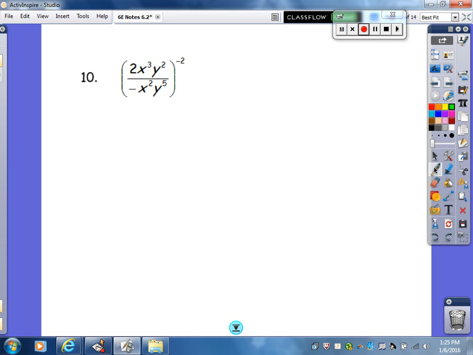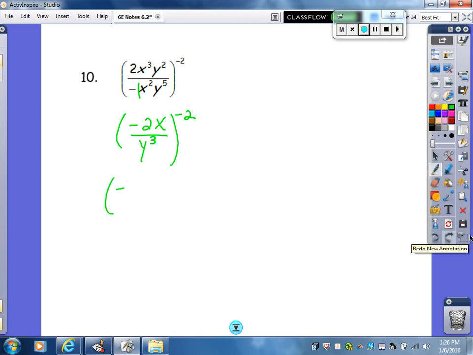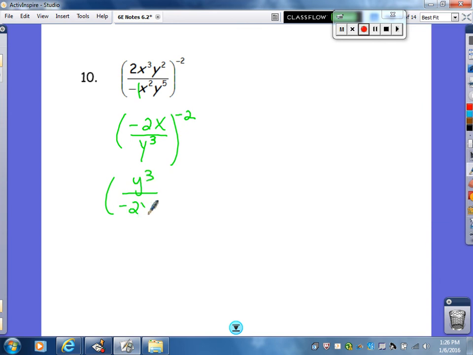So what do I get here? Well, this is like a negative 1, so this is going to give me negative 2 subtract x to the first power y to the third power, all to the negative 2. That negative 2 is telling me that I'm going to flip this thing over. I didn't flip. Let's go back again. Flip it over. So I'm going to make this y to the third over negative 2x, now to the second power.